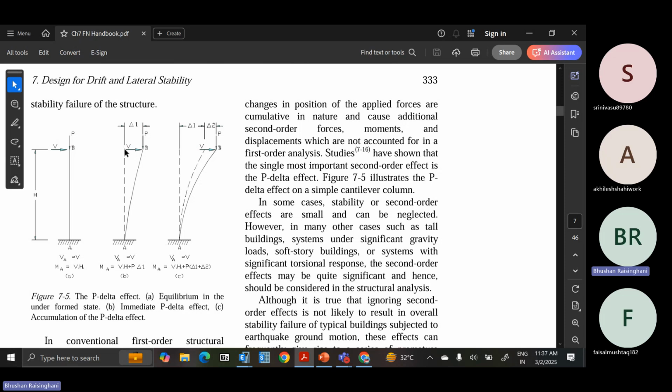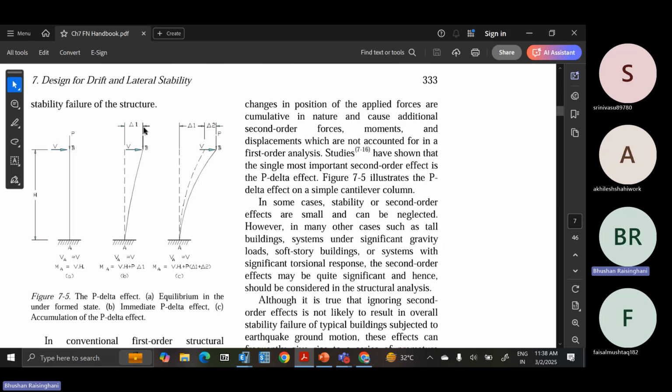So previously, when I was considering the column to be straight, my moment was coming out to be V into H. However, due to P delta effect, the column has moved to a new position, which is a delta 1 distance away from original position. So I will apply the load V and load P at point B, which is now shifted by delta 1. So every load remains the same except the position of the column has changed due to P delta effect, and initially delta 1 position has been achieved.